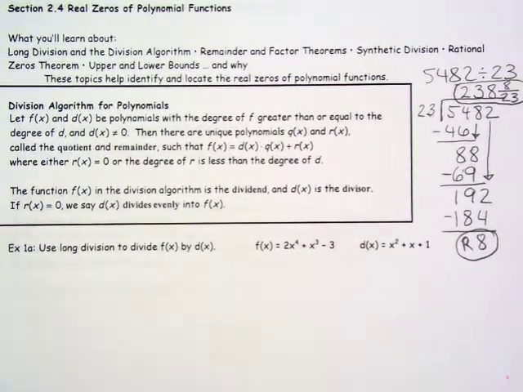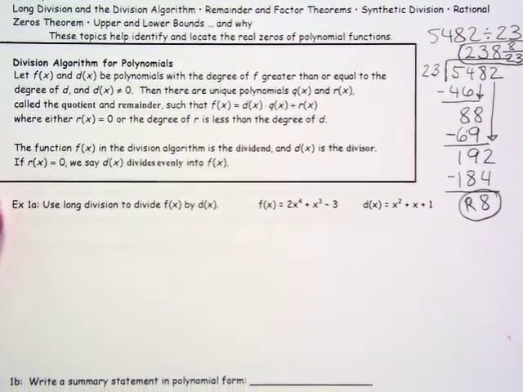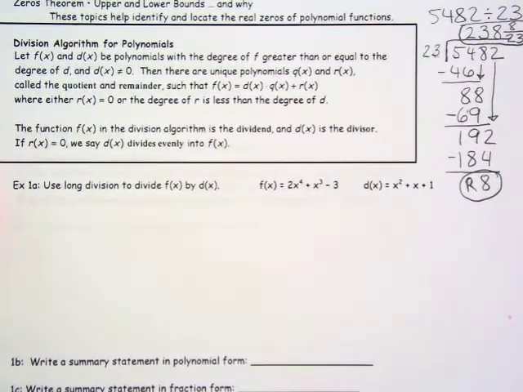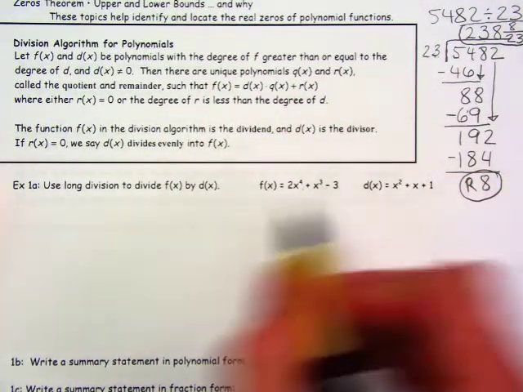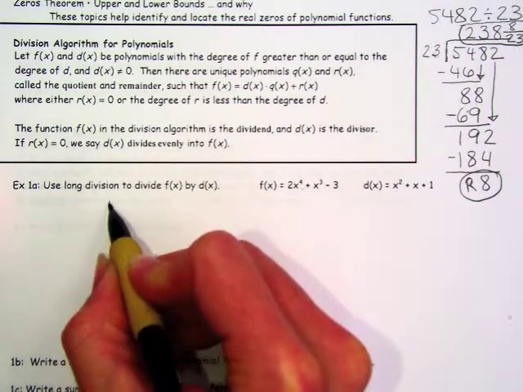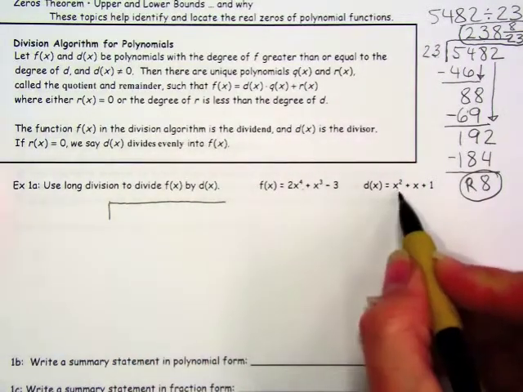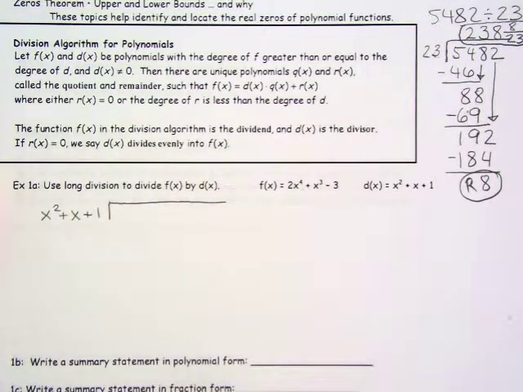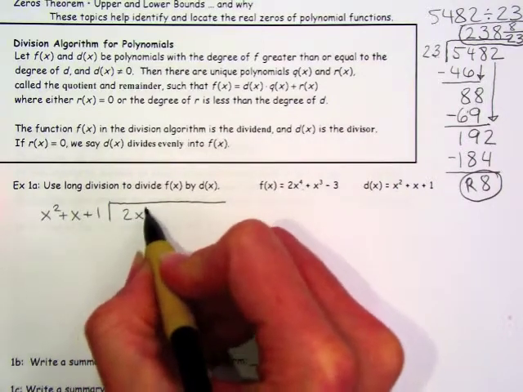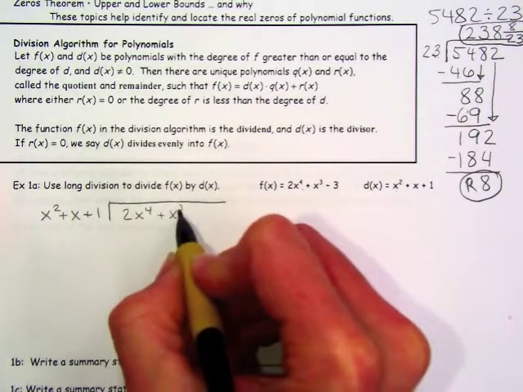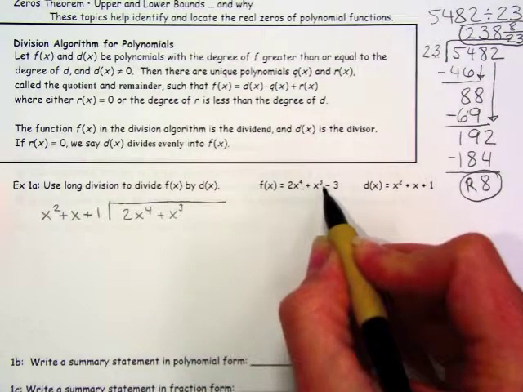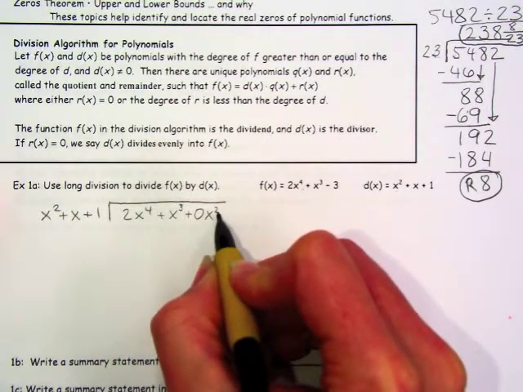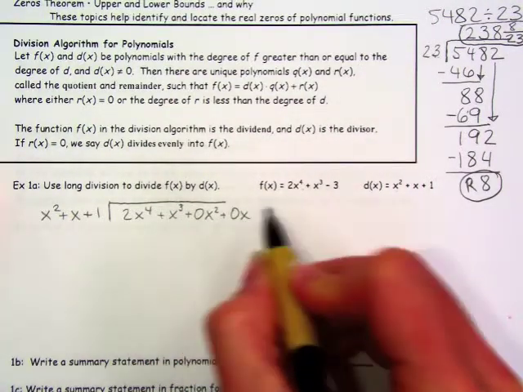So here it asks us to use long division to divide the polynomials f and d. So here's f, here's d. So I want to divide this by this, so we're going to set up right small. There's not a ton of room here. Okay, what I'm dividing by is x squared plus x plus 1. What's being divided is 2x to the 4th plus x cubed. Notice there's no x squared here. When there's a missing term, we need to include it. We're going to put 0x squared. There's no x either, so we're going to put 0x, and then we'll have the minus 3.